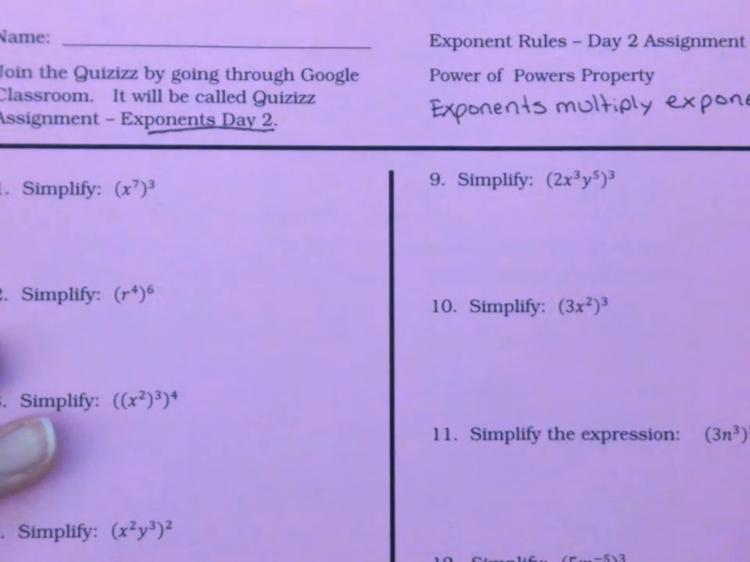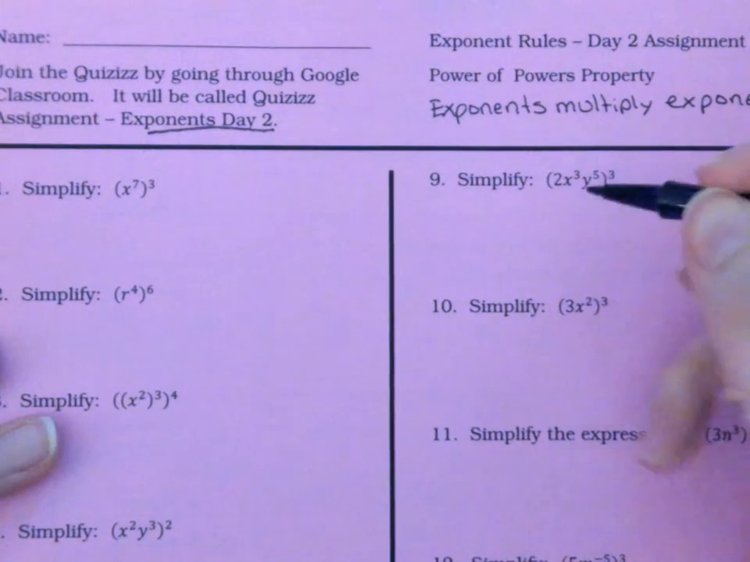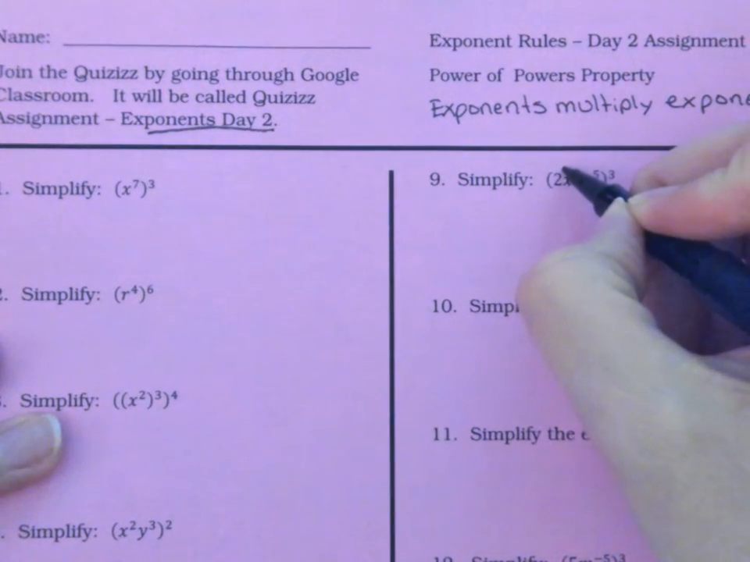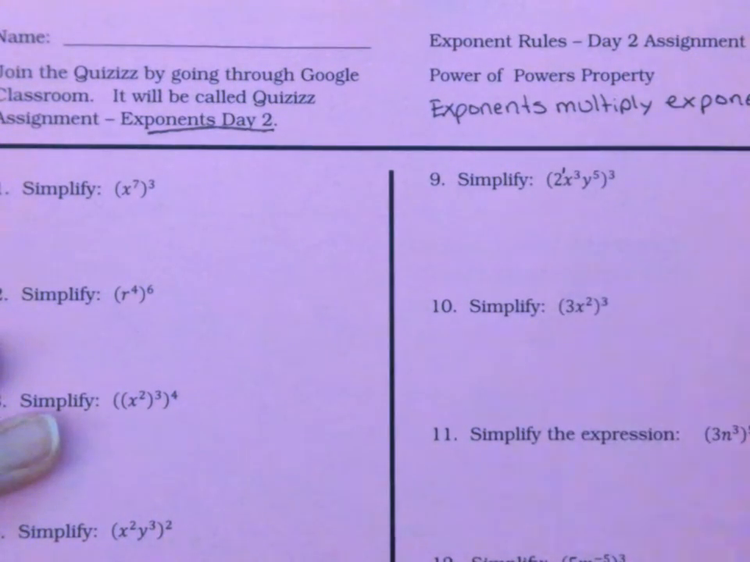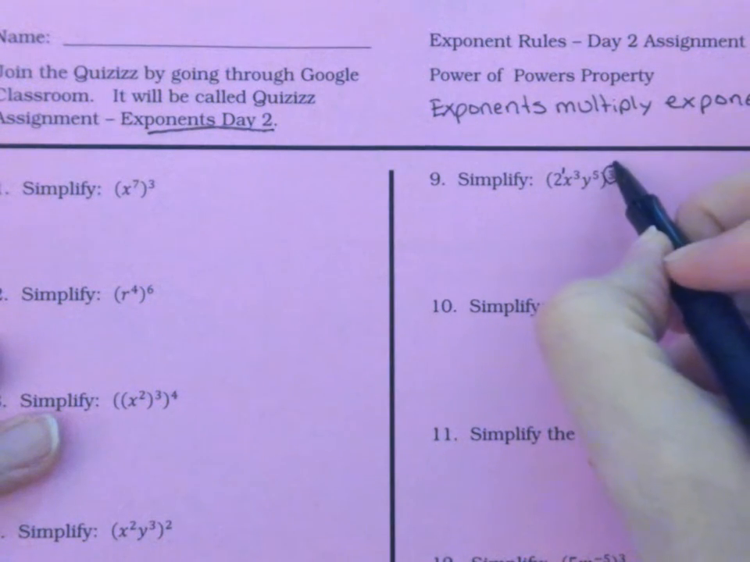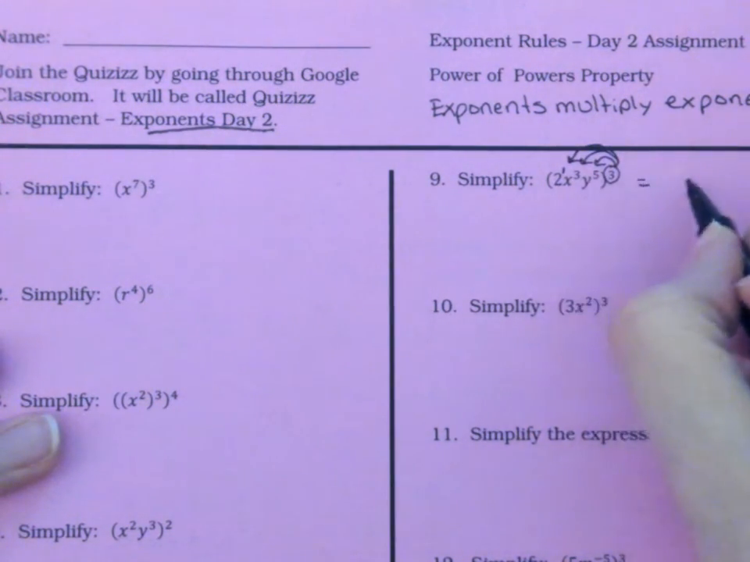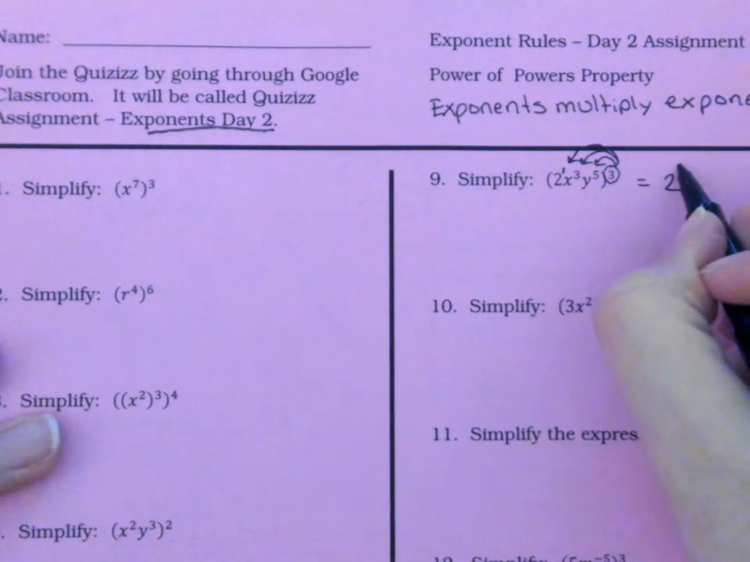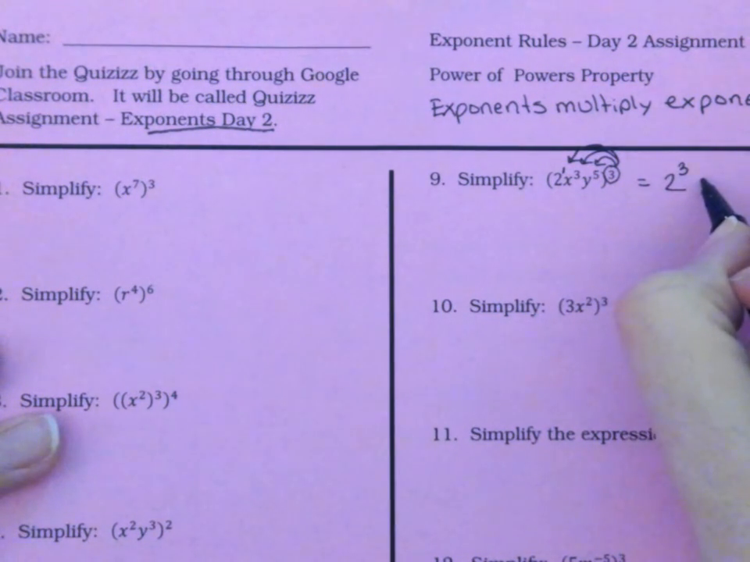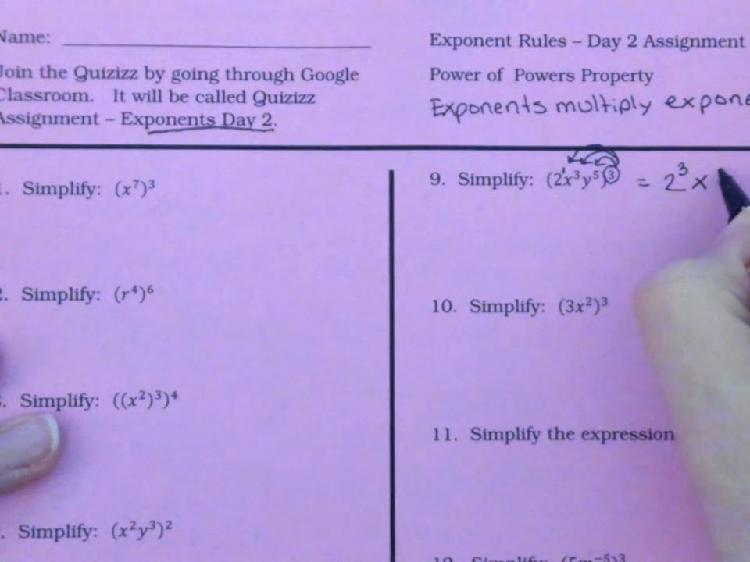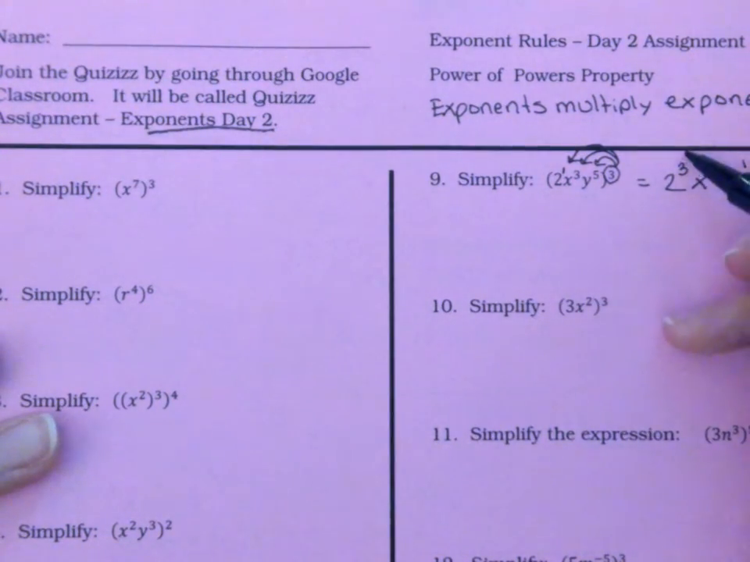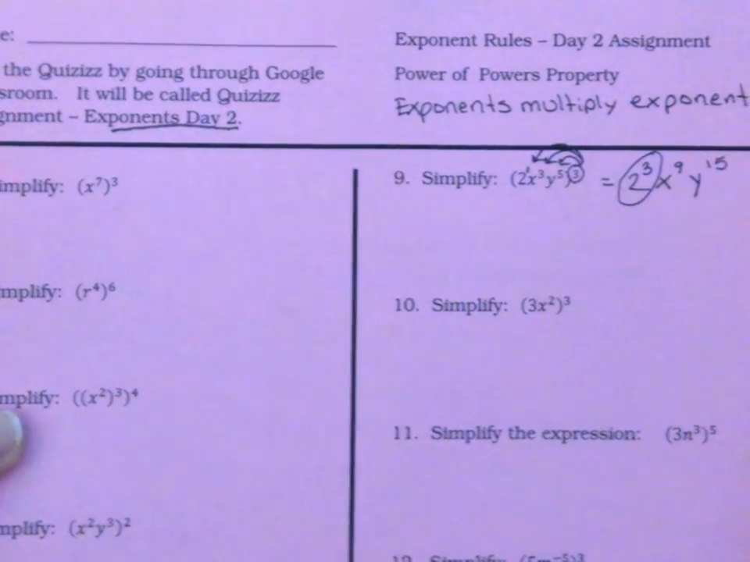Okay, anytime you have a coefficient, put that invisible 1, like on here, number 9. There's an invisible 1 on that 2, and so exponents multiply exponents. So I'll give you a hint. It should say 2 to the 3rd, and then you can figure out your x to the 9th and y to the 15th. Okay, but figure out what this equals. So that's my hint.